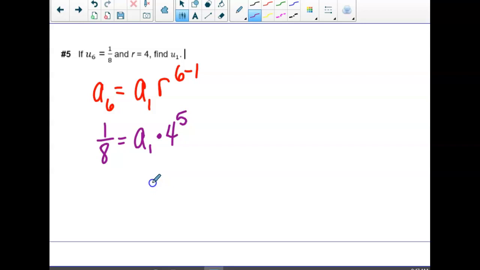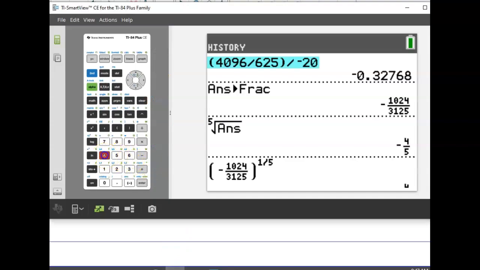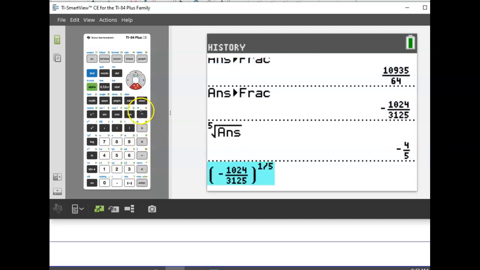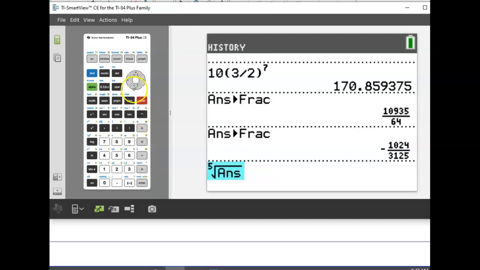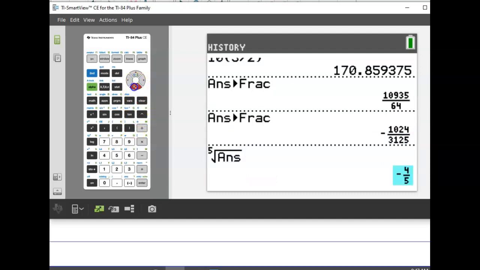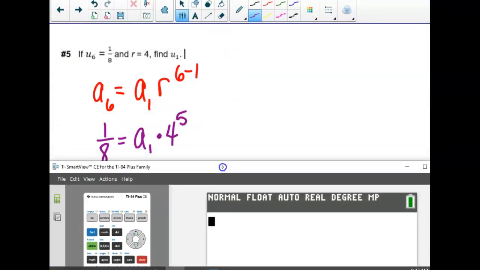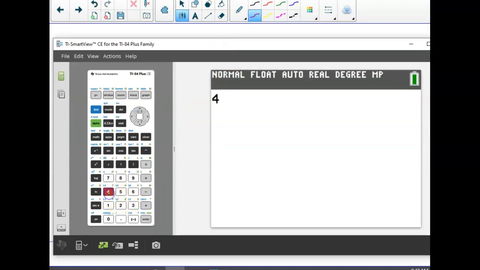So we could divide all at once. We could just take 1/8 divided by 4 to the 5th. Or if it makes you feel better, we could do 4 to the 5th first. This is going to be a really small decimal, I think. Stop. What's happening? I just want to be clear. Okay, what am I supposed to be doing? I already forgot. 4 to the 5th.